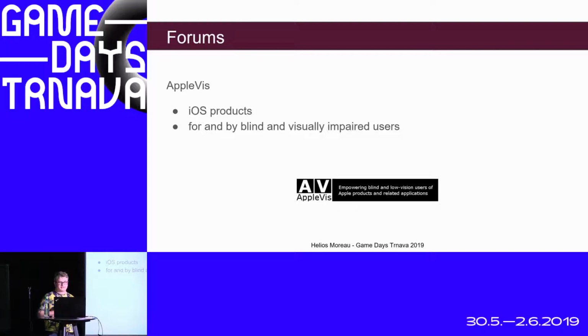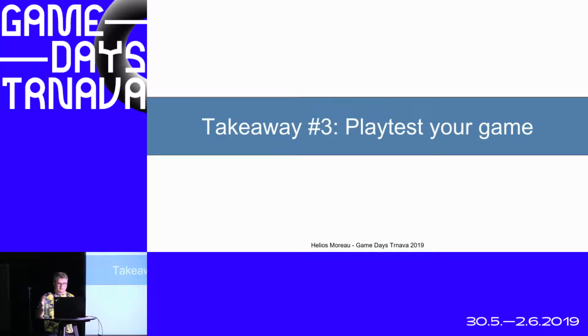Because, of course, it's something to work on accessibility and talk with people about it, but you can't forget that nothing can replace proper playtesting. So the next takeaway is called Playtest Your Game. It might seem a little bit obvious, but it's very important to playtest your game in general. But more importantly, if you are designing accessibility options, it's important to playtest your game with disabled people.